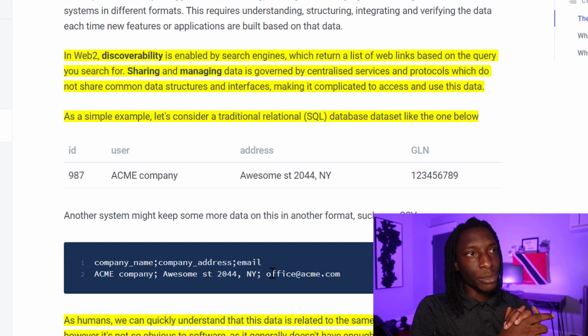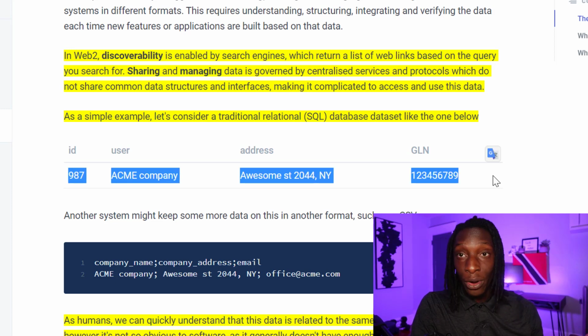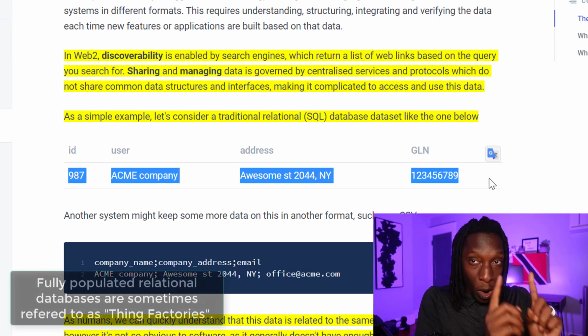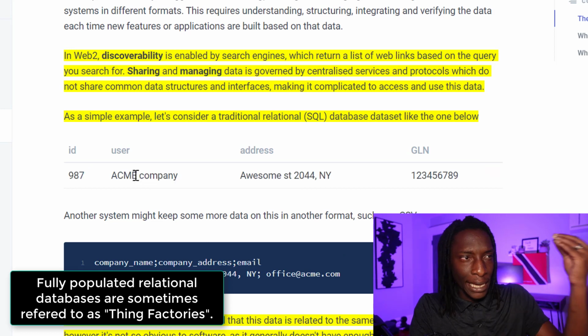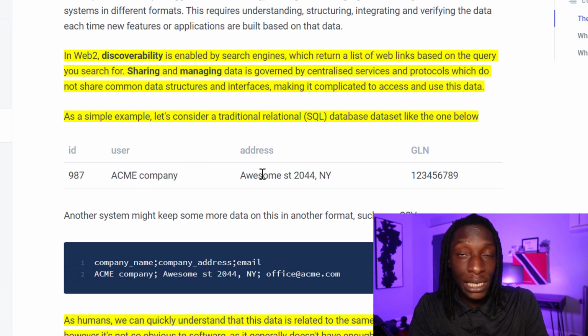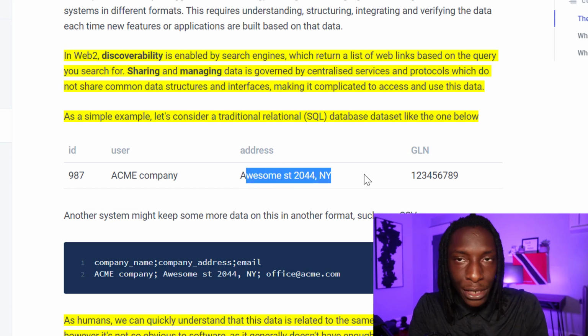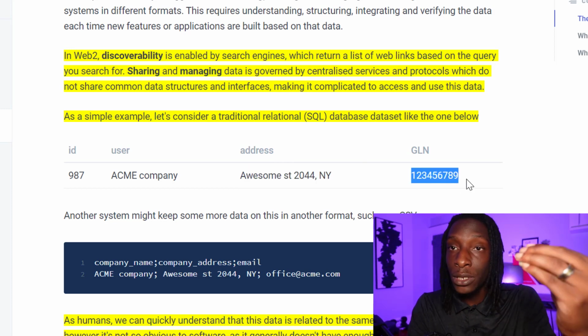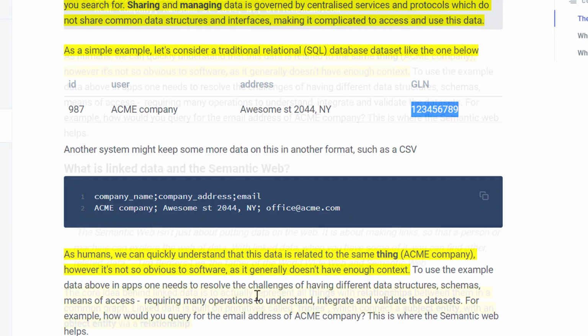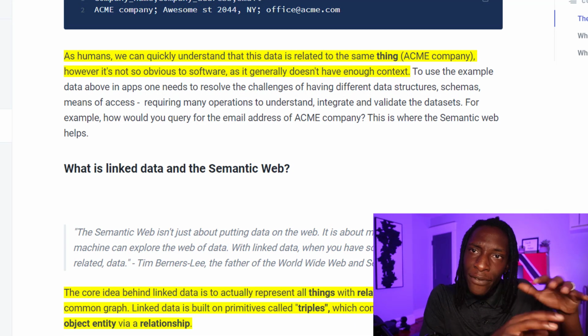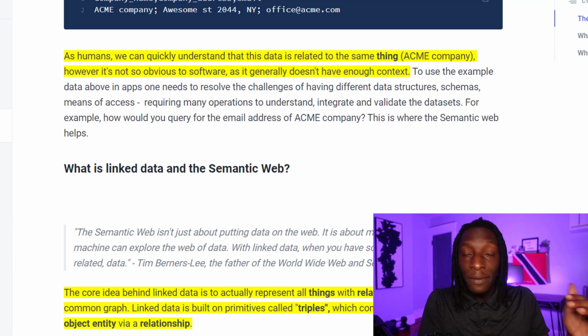In the sense of a relational database, this one record here is a thing. It's one singular entity, and this singular entity has the name of a CME company. It has this particular address, and it has this global location number, and so on and so forth. Now, the documentation continues to say, as humans, we quickly understand that this data is related to the same thing, a CME company. However, it is not so obvious to software, as it generally does not have enough context. So that's what Web 2 is. You're just having all of these relational databases all over the globe, different companies, applications.